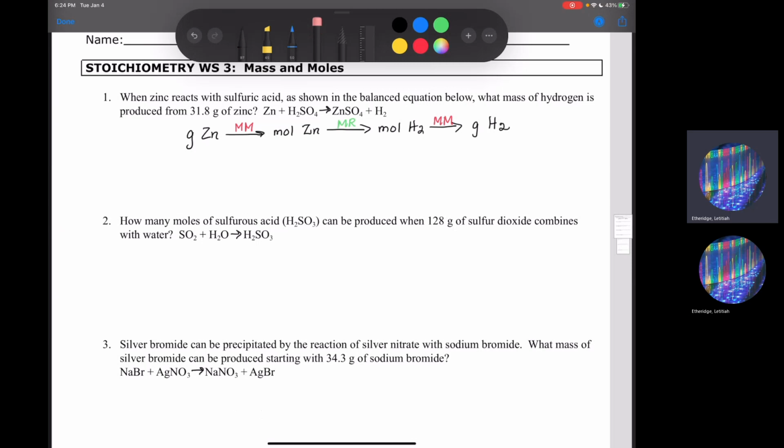We are starting with, my pen is having some issues. We are starting with 31.8. That's grams of zinc, right? Put it over 1. And now you know that you're going to have a few different conversion factors, right? You're going to have 3 conversion factors to be specific. So since you know that, I'm going to put 3 lines.